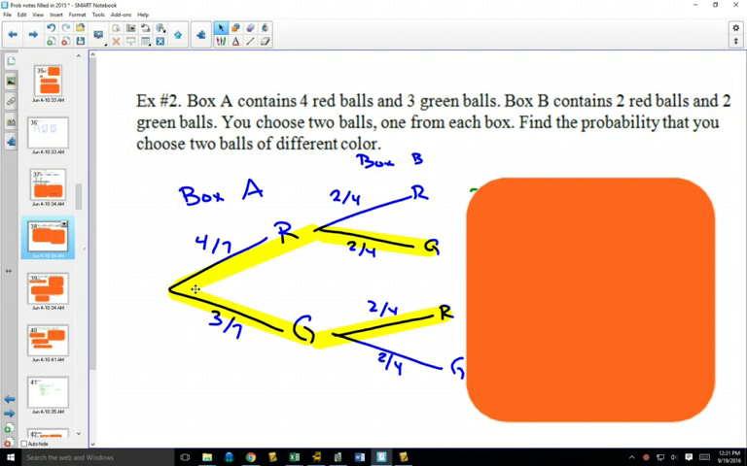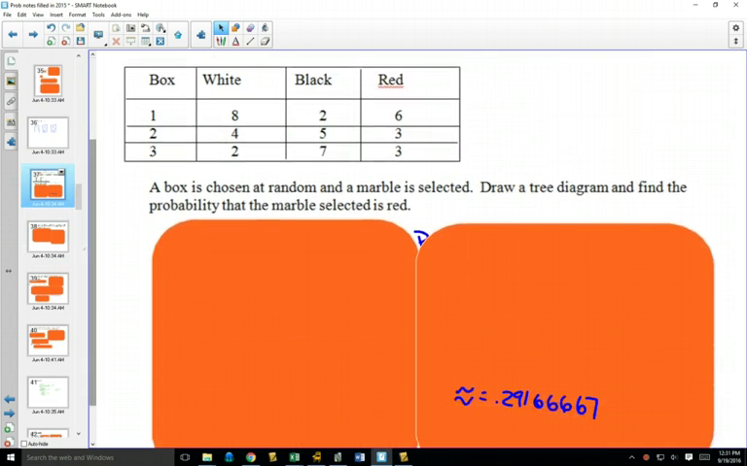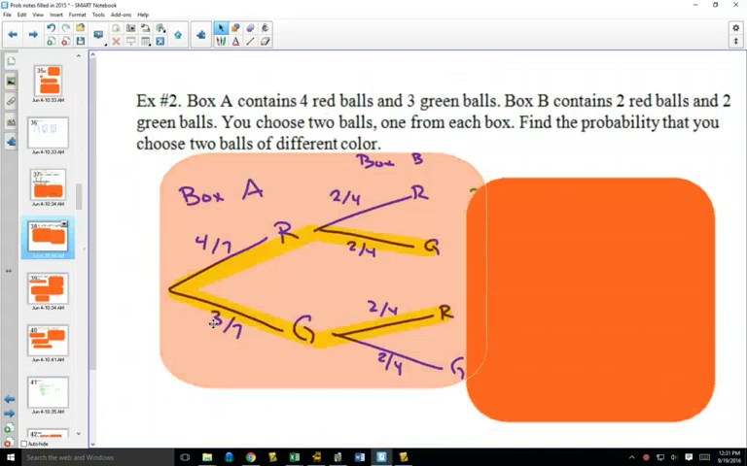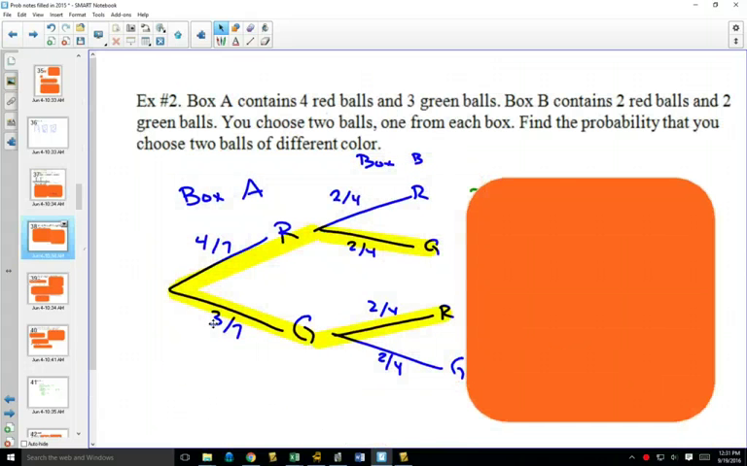So as far as setting up the branches of our tree diagram, my first set of branches is what I choose as my first simple event. My second set of branches is what I choose as my second simple event. When we read this question, we're choosing something out of box A and something out of box B. Whereas in the previous example, when we look at this tree diagram, we were choosing a box and then choosing a marble. So our first decision was which box, and then we had to decide which marble. Here, we are picking 1 marble out of both boxes.